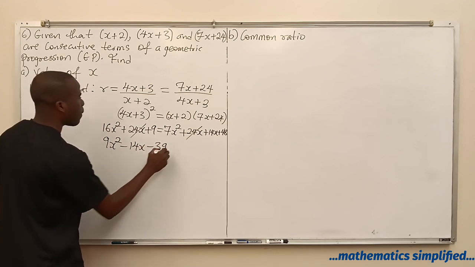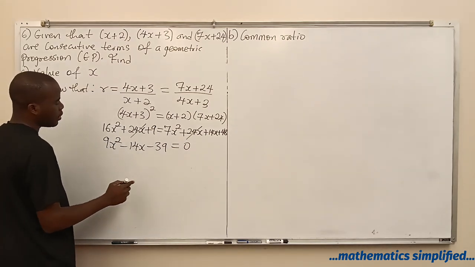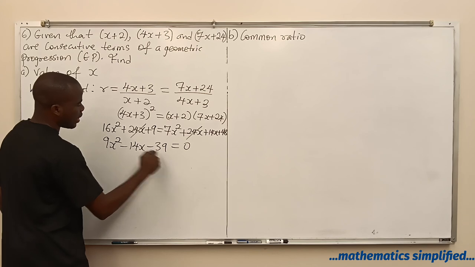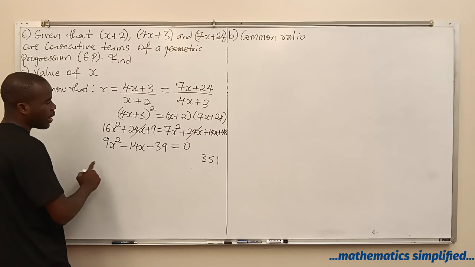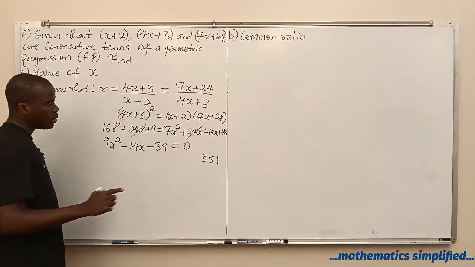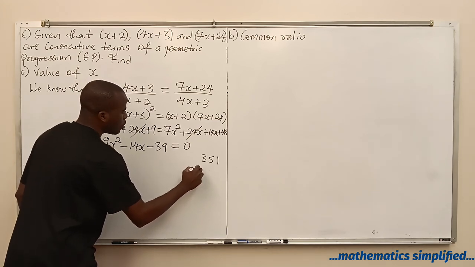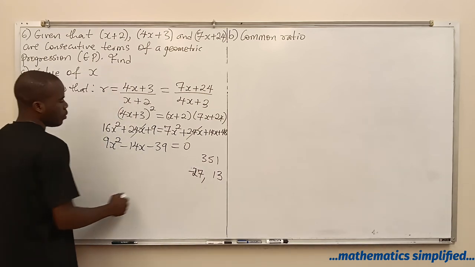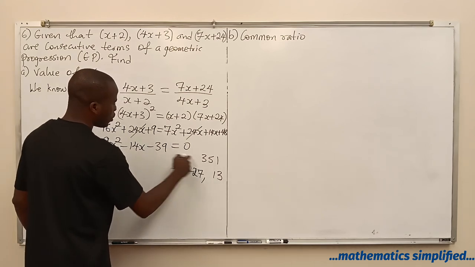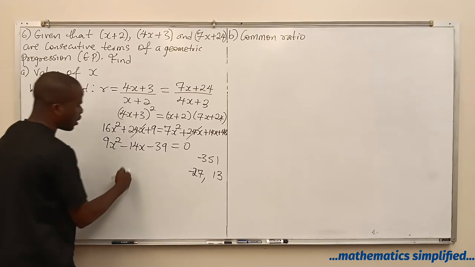So we look for two numbers such that when we multiply it, now we multiply 9 times 39. 9 times 39 is 351. We look for two numbers such that when we multiply it, we'll get minus 351, and when we add it, we'll get minus 14x. Those two numbers will be minus 27 and 13. Yes, minus 27 and 13. Because if we multiply this, we'll get minus 351, and if we add it together, we'll get minus 14x. So in place of 14x, we'll replace it.